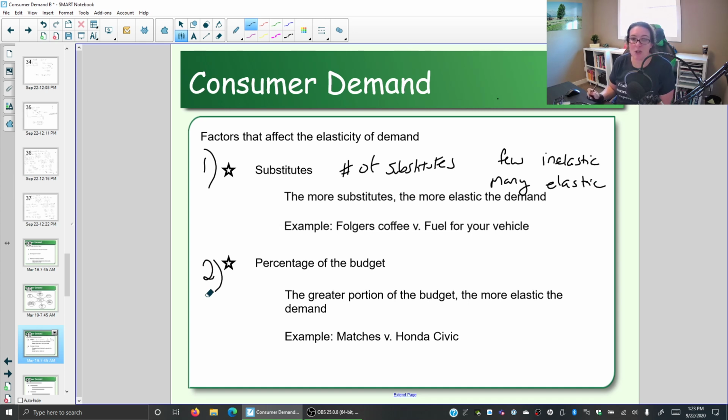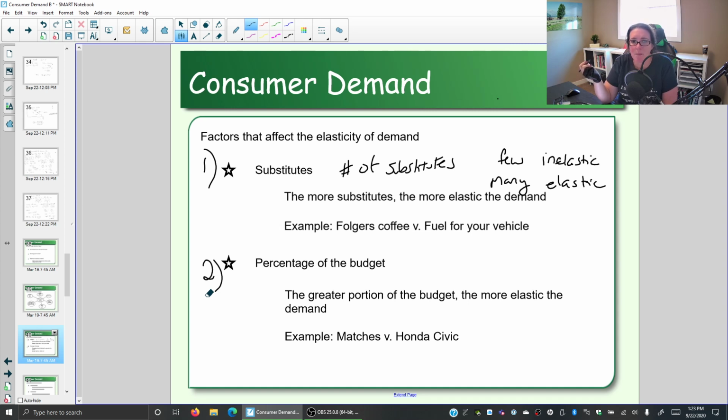The second determinant of elasticity is the percentage of the budget. So let's suppose you're going to buy a vehicle, a Honda Civic. And let's say that Honda Civic is $30,000. Now, if you go to the dealership to buy the car, and when you get there, it's no longer $30,000, it's now $60,000, so double. Well, it's now a lot more money, but even at $30,000, it was a big percentage of your budget.